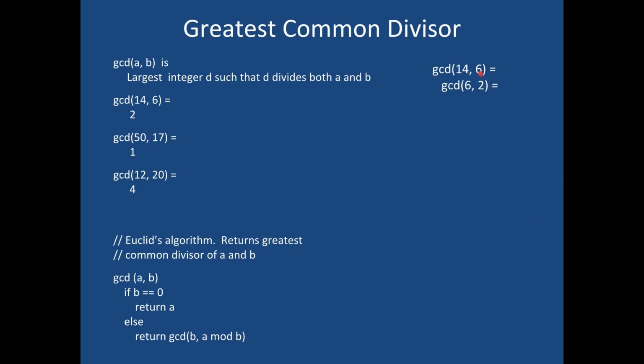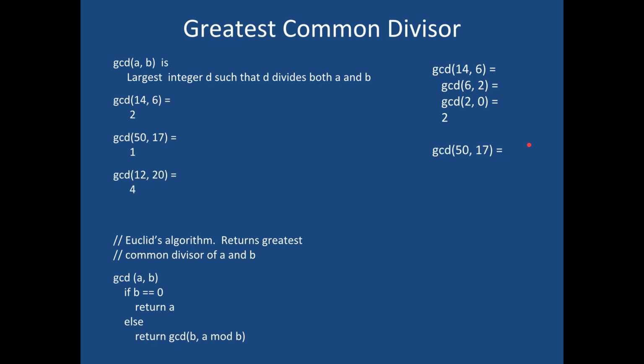So the thing to realize is the second parameter becomes the first parameter, and then the new second parameter is a mod b, the modulus of the original. Okay? Now what's the next step going to be? It's going to be GCD of 2 and 6 mod 2, which is what? 0. And that's our base case.